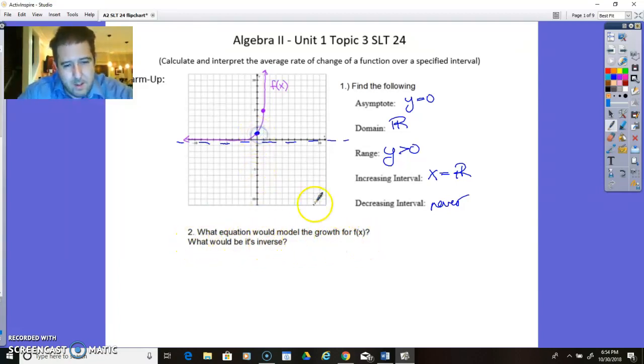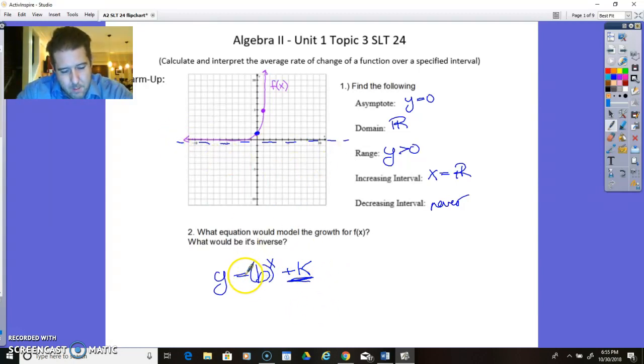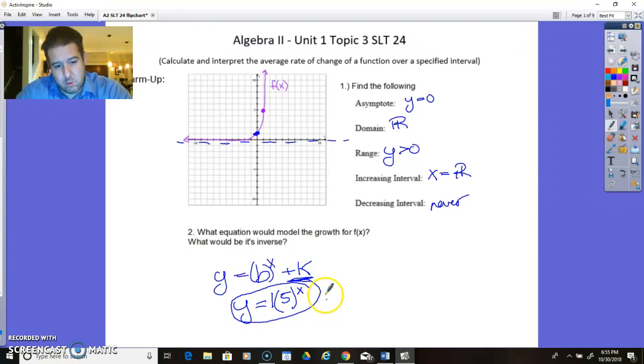Okay, so we know anything to the 0th power is 1, so it has an asymptote of 0. In this case we have y equals b to the x power, and then usually we have an up and down transformation, which is our asymptote, which in this case is 0. A lot of times we would have a number out front, which is our y-intercept, which in this case is 1. So this is 1 times a rate of, well, the next number is 5, so it's 1 times 5 to the power of x. There is no transformation up or down, so the asymptote stays at 0.